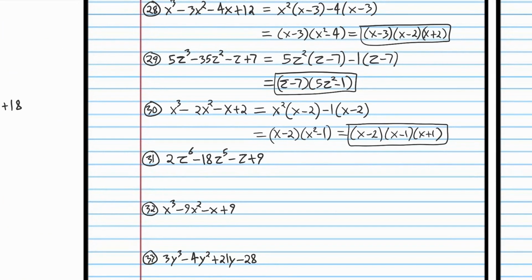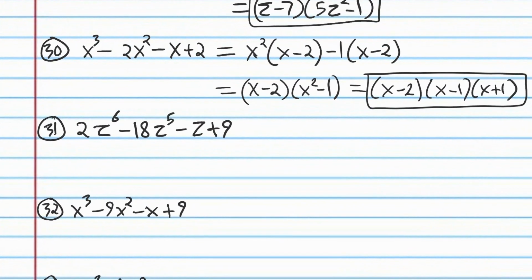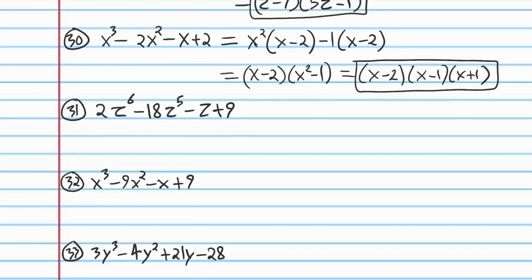And number 31 is another example of that type of problem. So why don't you try 31, and when you come back, we'll do it together. All right, we're back. So I'm going to factor out 2z to the 5th. And I'm going to factor out a negative 1 like we did before. And again, you can see we have common factors.